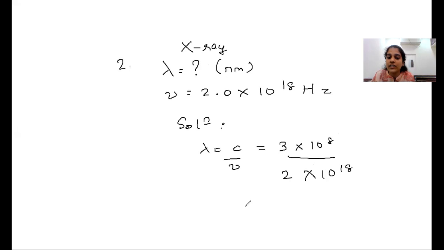So can anyone tell me what is the lambda that I'm going to get after solving this? Not the final answer. First tell me what will happen after doing the basic calculations. Like first do 3 by 2. Then I have 10 raised to 8, right? Then take this 10 raised to 18 in the numerator, so it will become 10 raised to minus 18. So can anyone tell me?